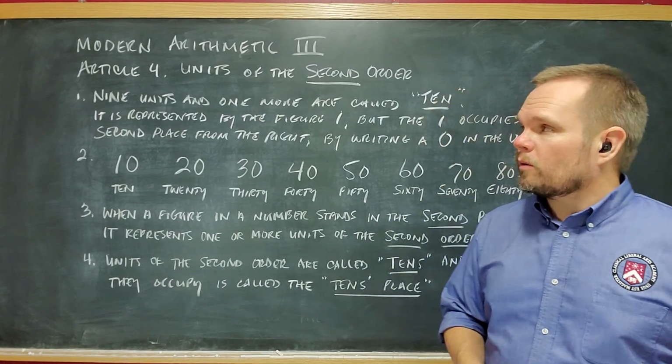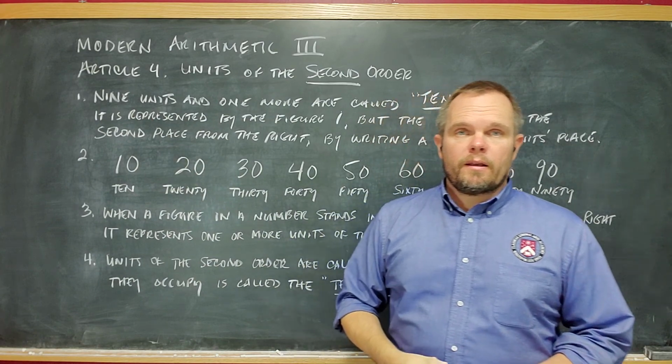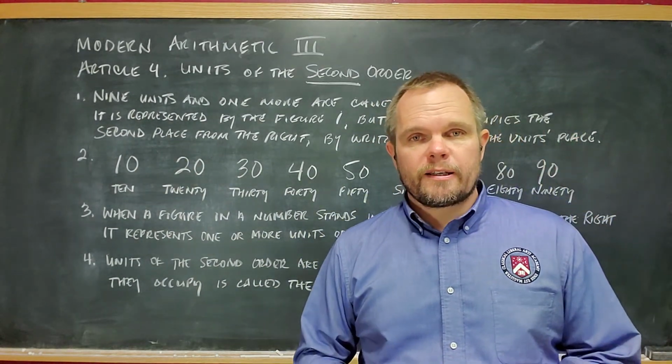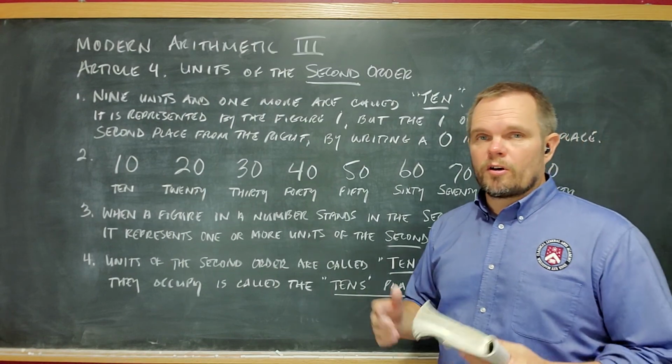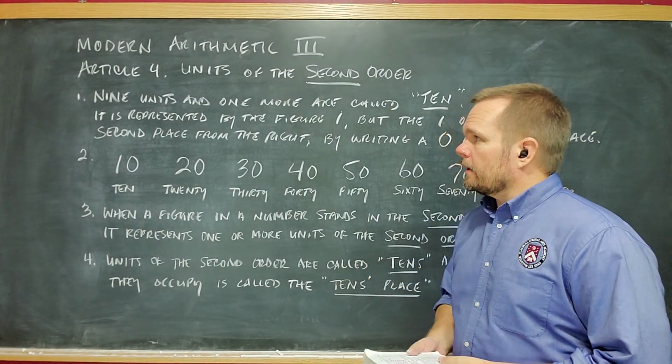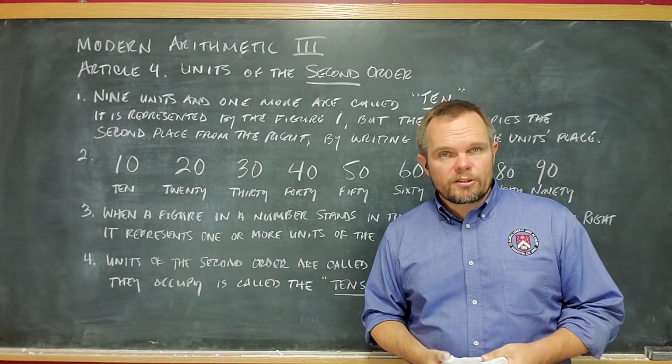In this video, we're going to study Article 4 in Classical Liberal Arts Academy's Modern Arithmetic 3 course. This is article number 4. In our first few articles, we learned some important definitions.